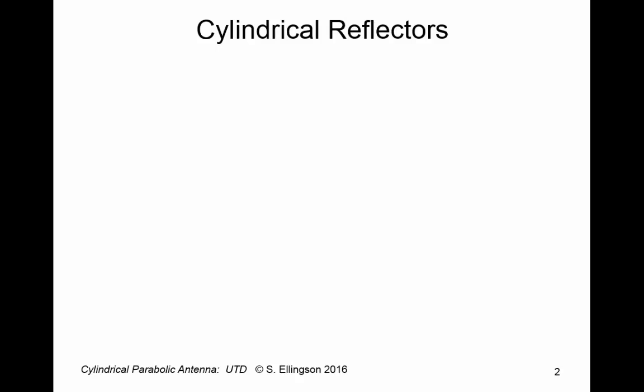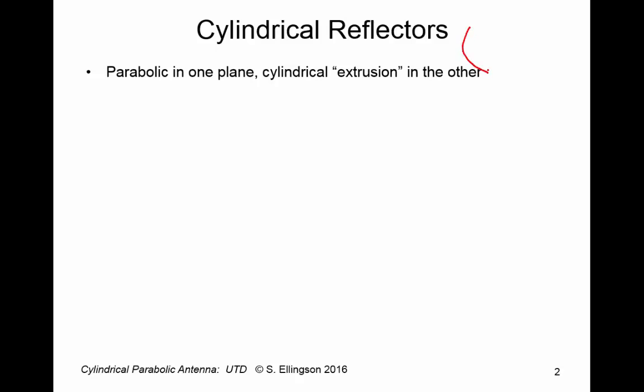First, a reminder about what cylindrical reflectors are. A cylindrical reflector is parabolic in one plane, and it is the cylindrical extrusion in the other. So it looks something like this. Here's a parabolic cross-section. And then here is the extrusion to make it cylindrical. So it looks something like this.